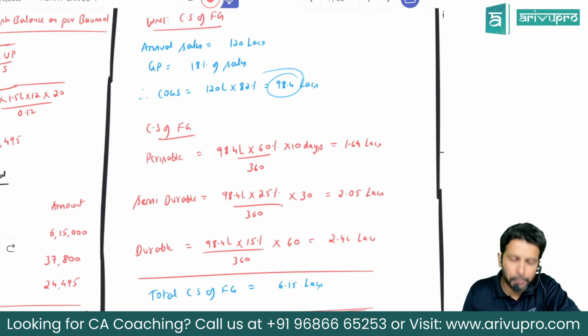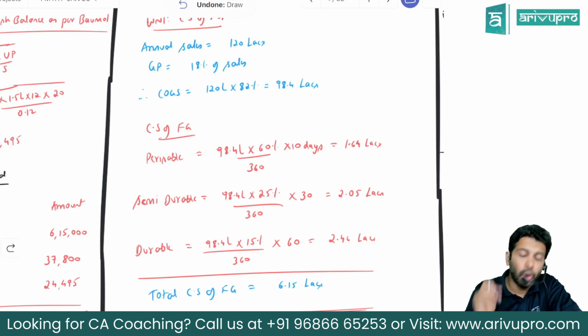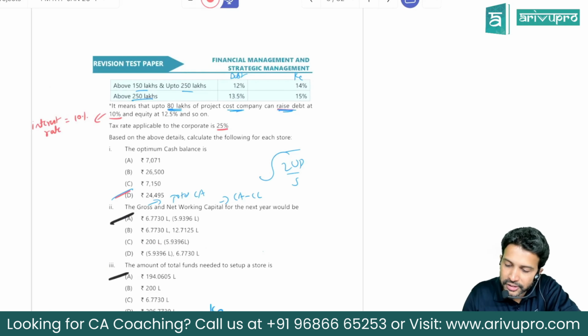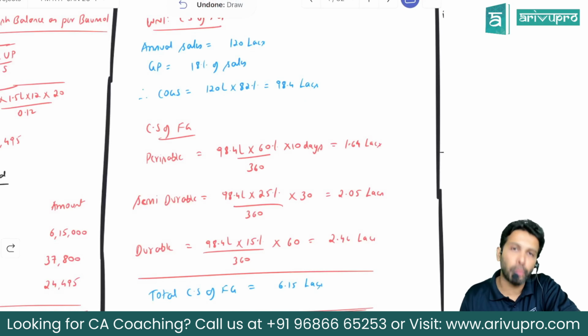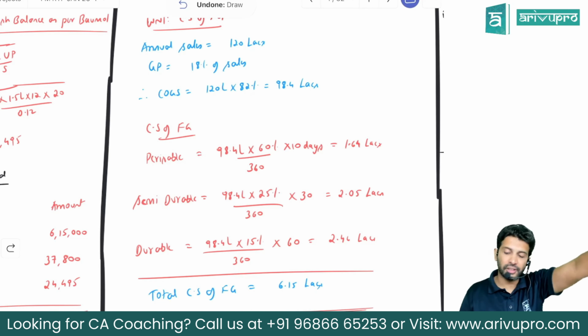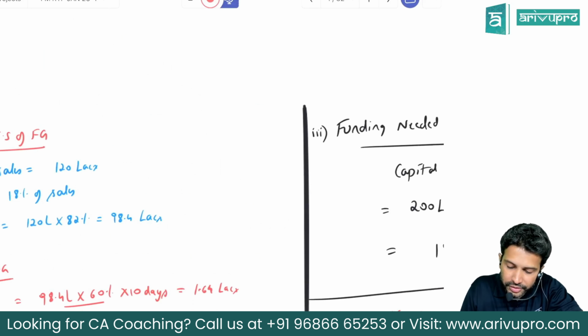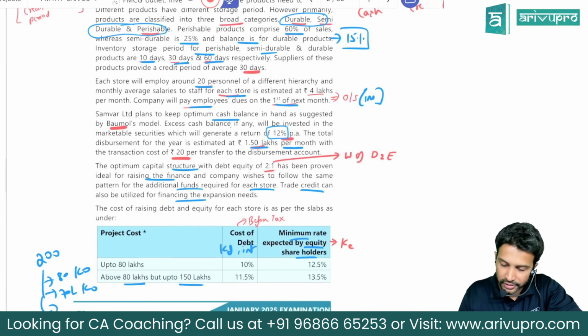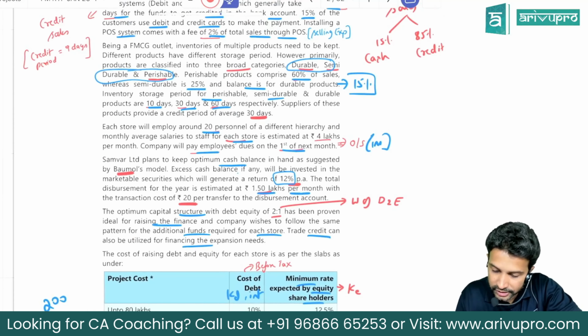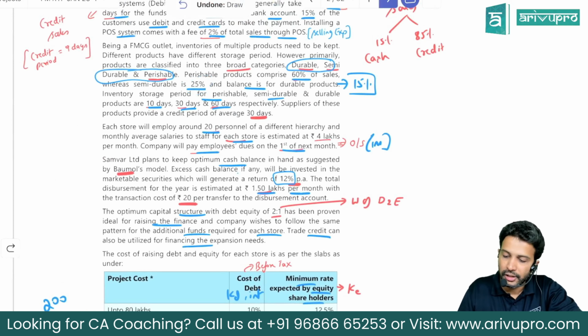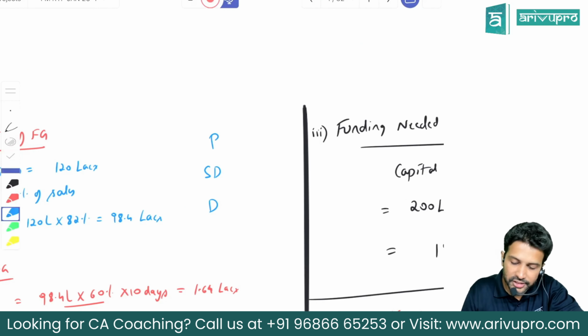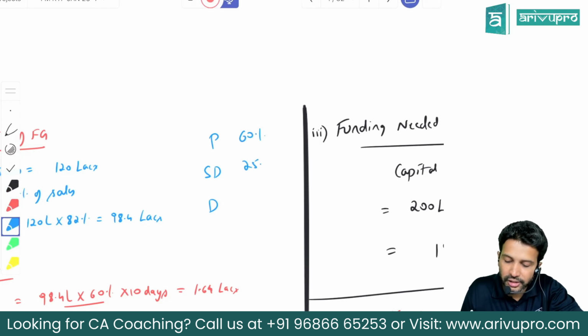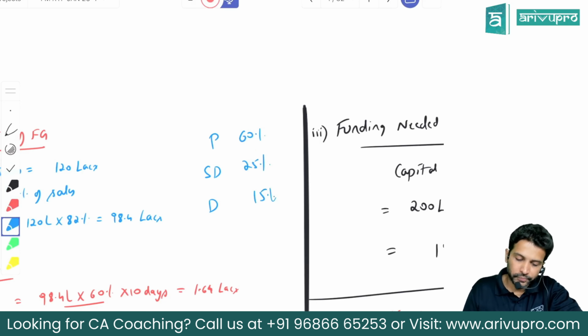So this 98.4 lakh, is it for one day or the whole year? Whole year. That means this is for how many days? 360 days. Okay. For the entire 98.4 lakh, do we have one inventory or three types? Three types. What are the three types of inventory we have, sir? Perishable, semi-durable and durable. Perishable constitutes 60%. Semi-durable is 25%. That means the durable will be 15%.